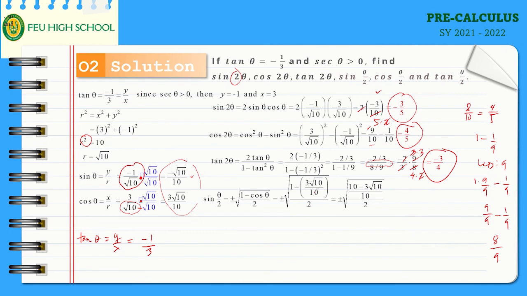So, same concept. Ito yung fraction natin, 1 minus yung fraction. LCD is 10. So, magiging 10 over 10 yung 1. So, magiging 10 minus 3 square root of 10.